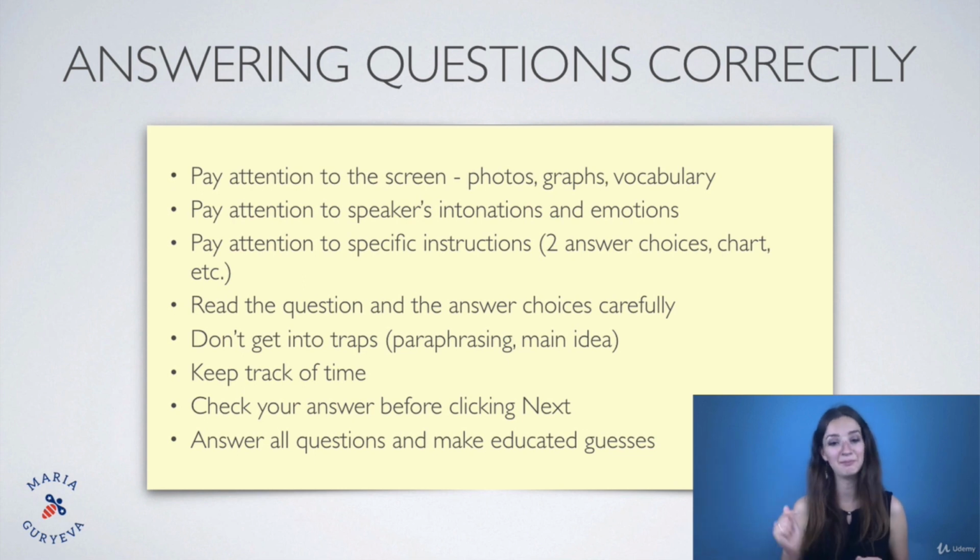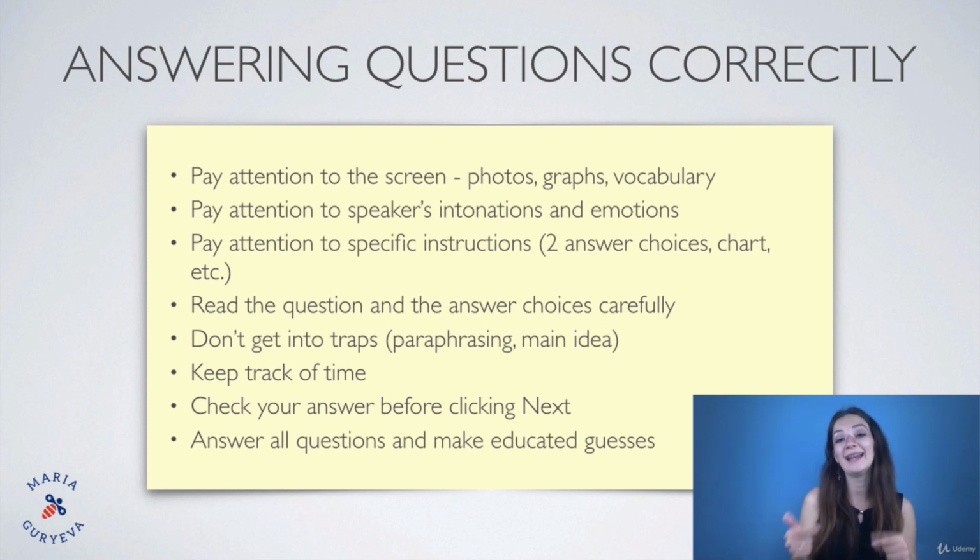Answer all questions and make educated guesses. Never skip a question, because there's no point in skipping the question. You can't go back, and so at least you tried. If you have no idea, you zoned out and you didn't hear it, like, "I never heard anything of that," just pick anything, any random thing, because if you don't pick anything, you'll lose your opportunity. You lose your 25% chance to guess the right answer. So don't lose that chance.